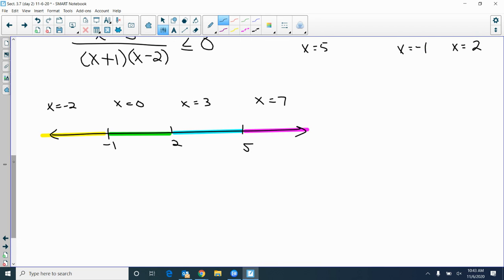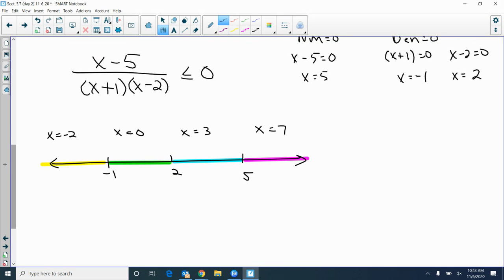All right, that's what happens with -2. -2 minus 5 is a negative. -2 plus 1 is a negative. -2 minus 2 is a negative. So that's a negative divided by a positive, which is negative. So all of these are negative. Now with -1, that's the denominator. That can never equal that. I'm just going to put a hollow dot.